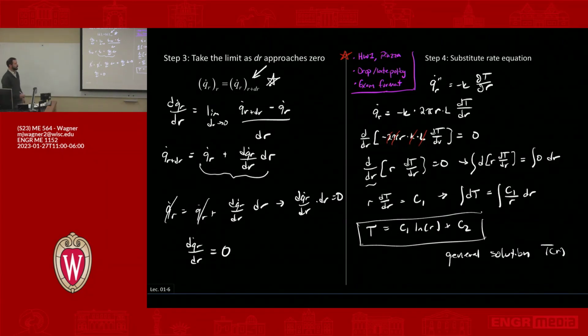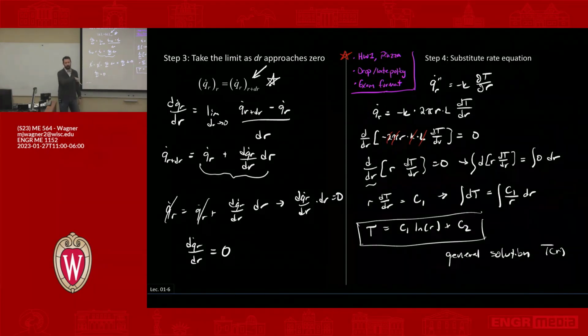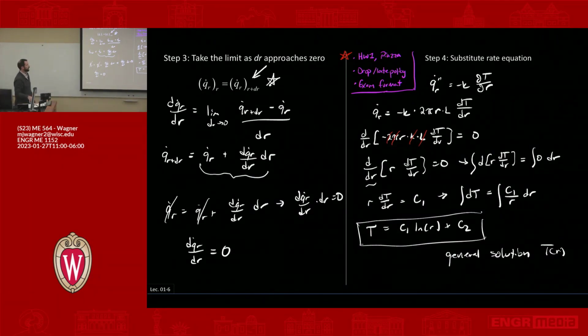And what do I mean by general? Just remember, this solution is not specific to our problem yet. We haven't made this solution match our actual boundary conditions yet. This is only a general solution that applies to any conduction in a cylindrical geometry. So we need to next take this general solution, apply our boundary conditions, and then make this fit our actual problem.